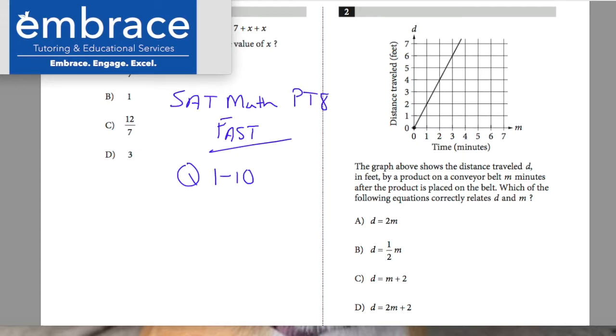For this particular video, we're going to go over the SAT Math Practice Test 8, questions 1 through 10, Math Section 3. And this video will be fast. I suggest that you watch the other video in terms of the in-depth explanations that we provide.